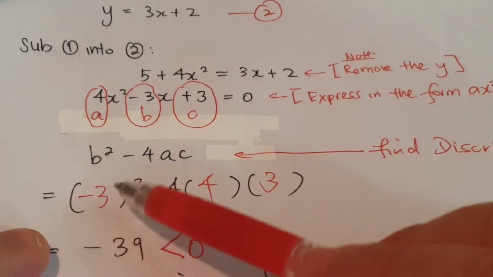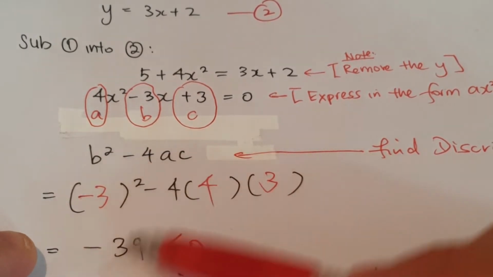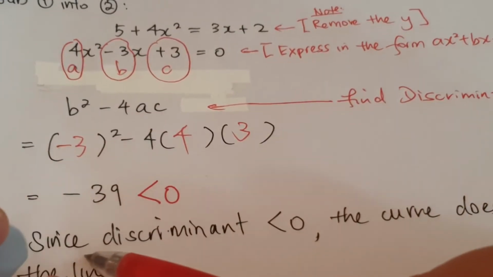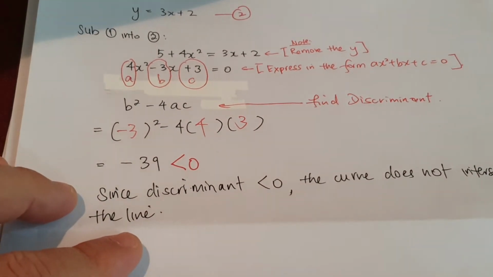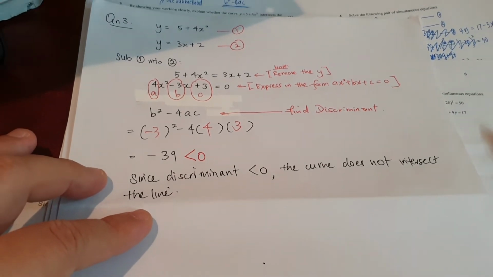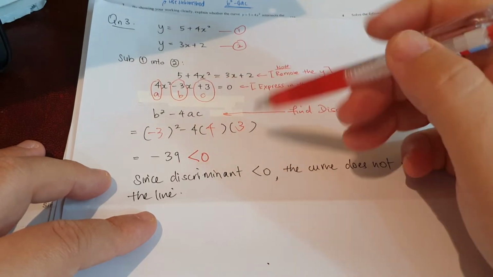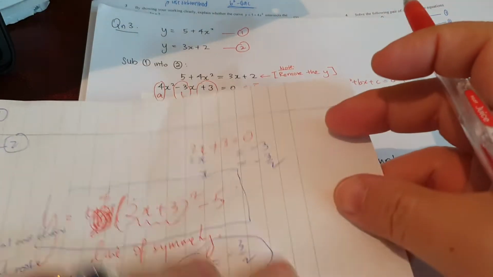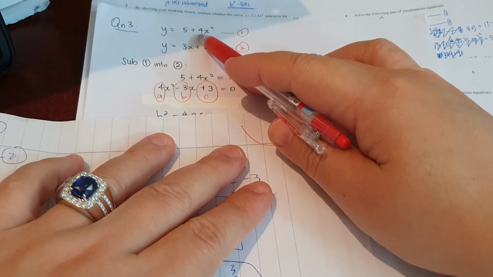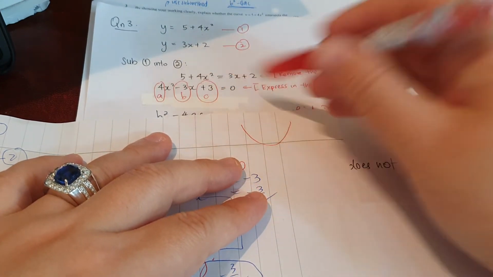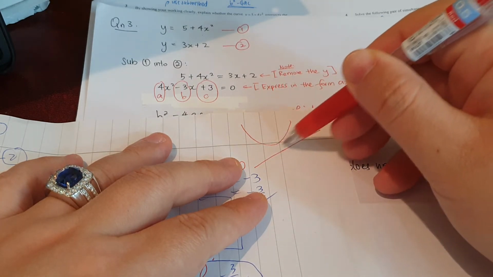Now after you have done this, you conclude that b squared minus 4ac is less than 0. So since the discriminant is less than 0, the curve does not intersect the line. Graphically it will look like this: the curve here is a happy face, because this is a positive x squared. Then the line will be below it, so they don't meet.